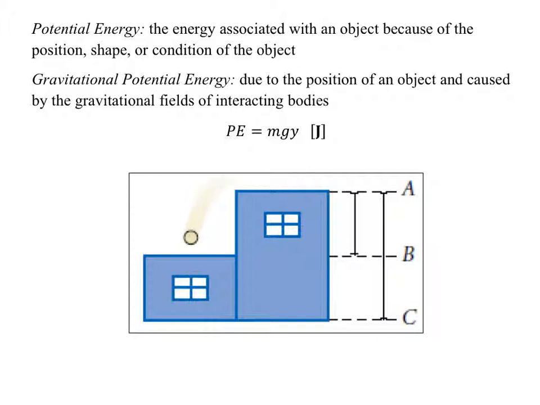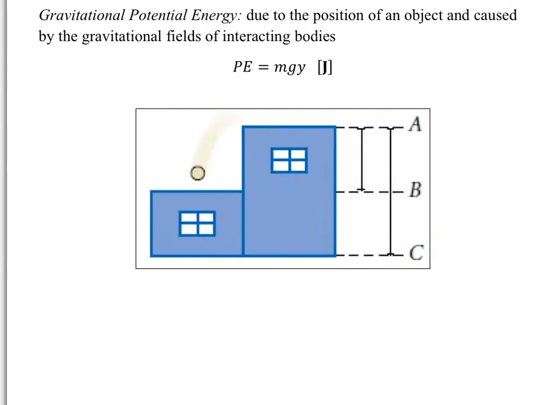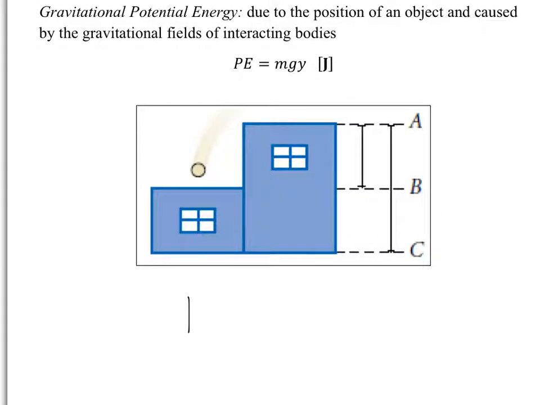So look at the formula. It's m times g times y. And again, we can prove that this is joules. How do I prove that this is joules? I take a look at the formula, and I write on my units. Mass is in kilograms. Gravity is in meters per second squared. And height is in meters.